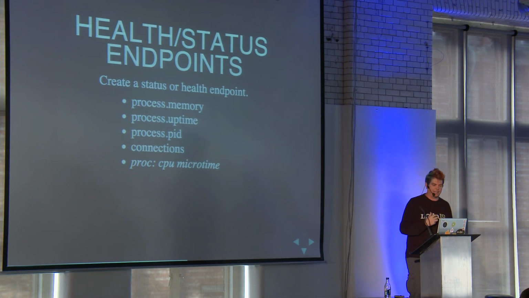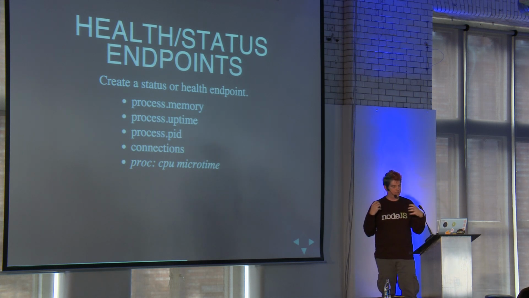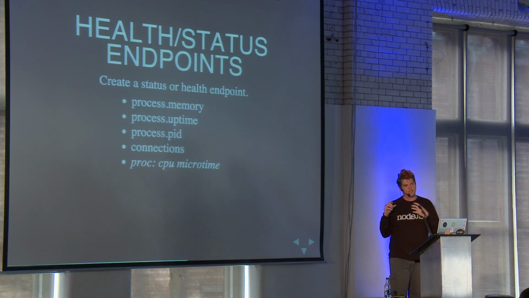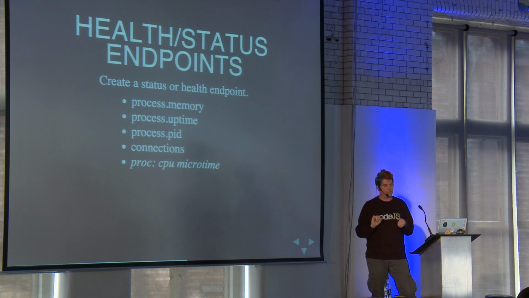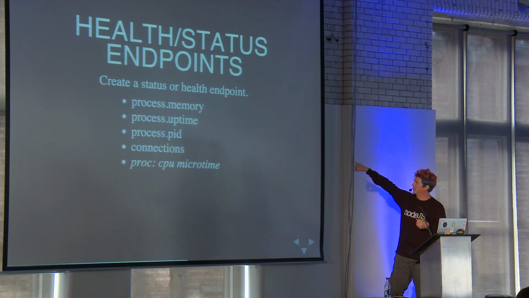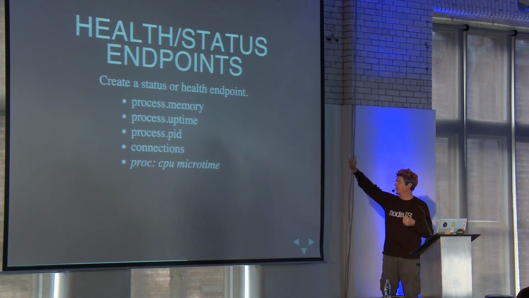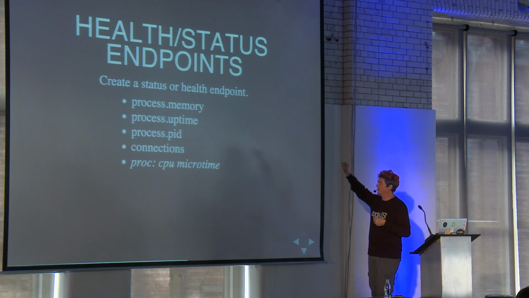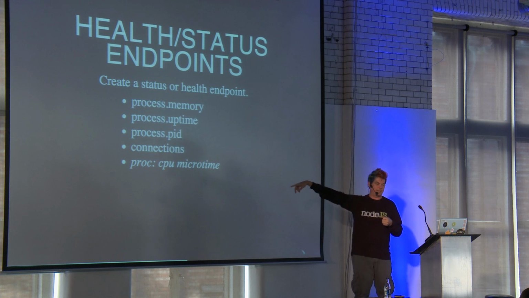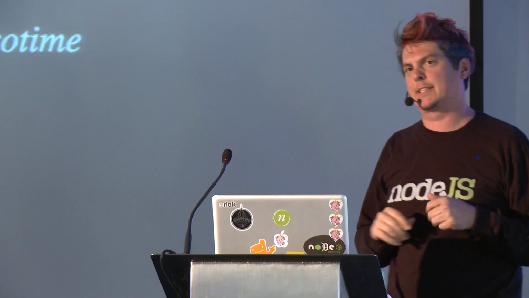I'm a huge fan of health or status endpoints that you can curl and at a glance get a quick view of what's going on. So in process you have a couple things that are really useful: memory, uptime, and the process ID. Process ID comes into play if you have a process that's thrashing.